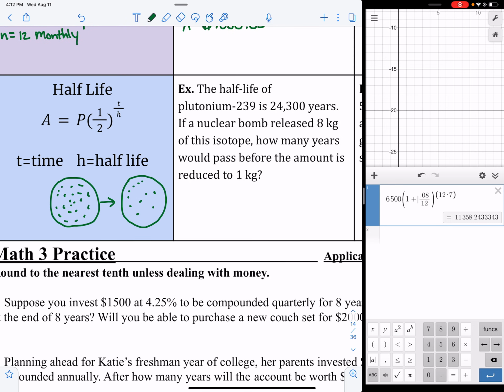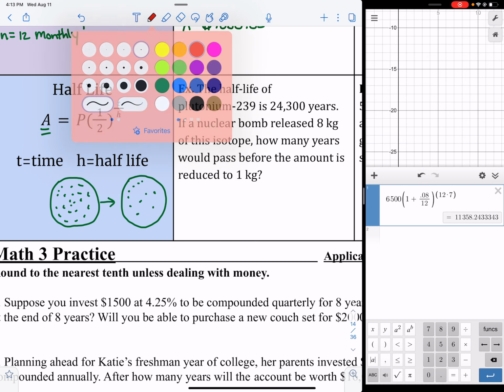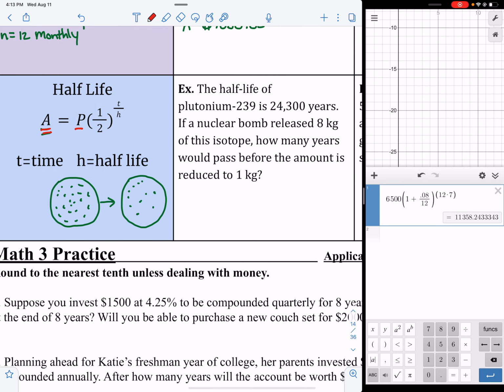And so the formula goes, A is still your final amount, P is still your initial amount. I'm gonna grab a new color. So A is final, P is initial. Notice T is still time, but H is now the time it takes for that half-life to occur, and that has to be given in the problem because otherwise they would not expect you to know about that.